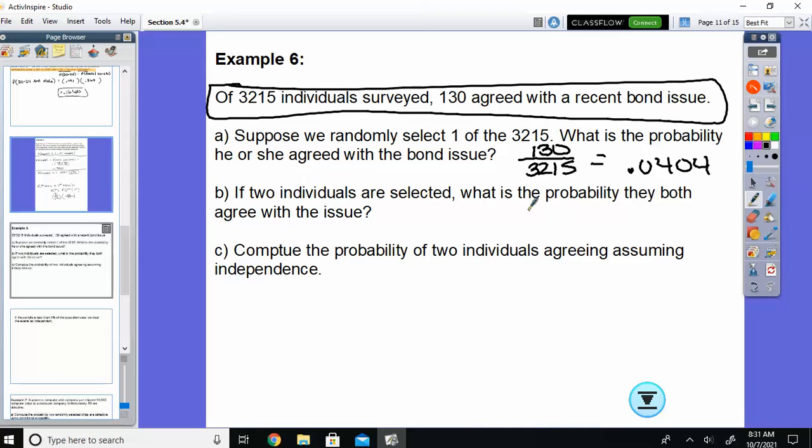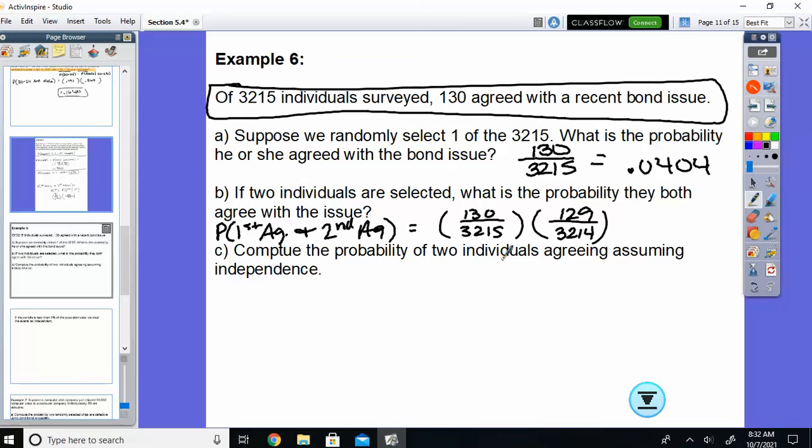Okay, part B. If two individuals are selected, what is the probability they both agree? So that's the probability that the first agrees and the second agrees. And means multiply. Okay, so the probability that the first person agrees is still 130 out of 3250. Alright, but I've already talked to one person and they agreed. So now how many people are left for me to talk to? 3,214. And how many of those agree?